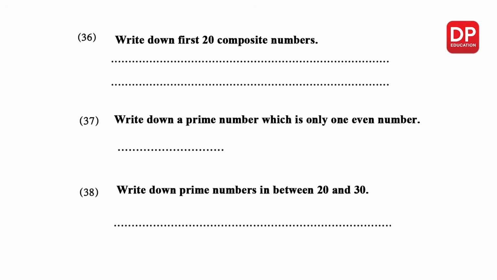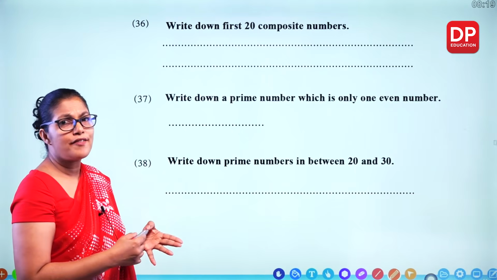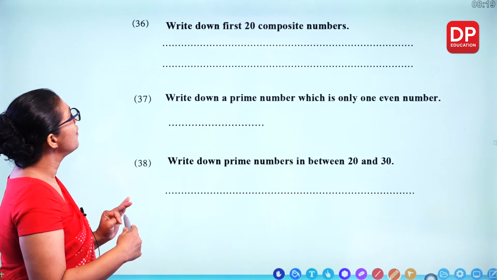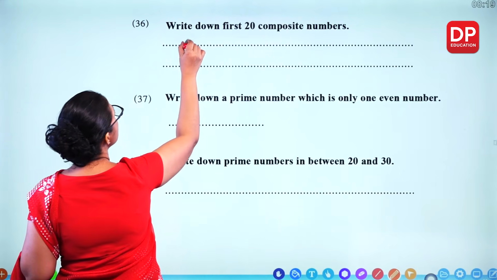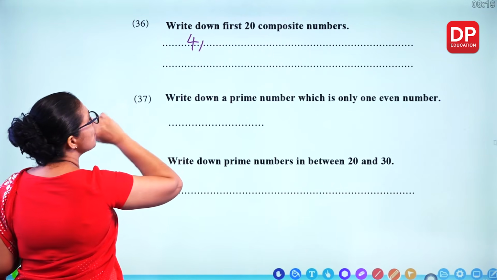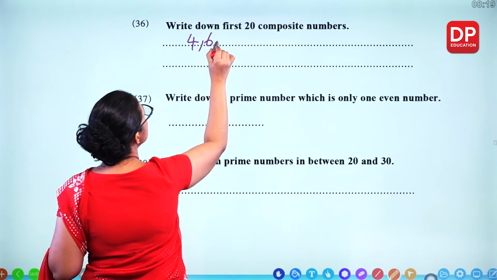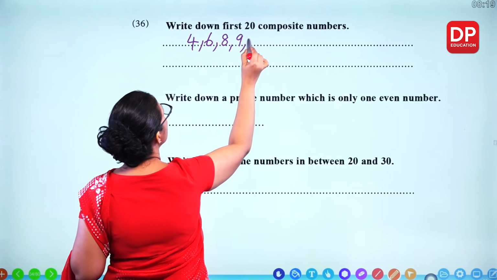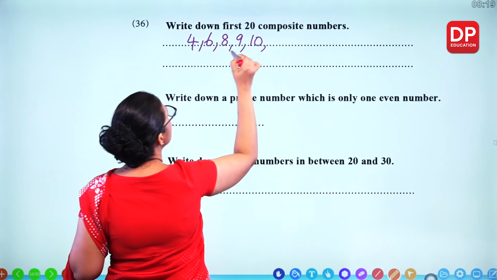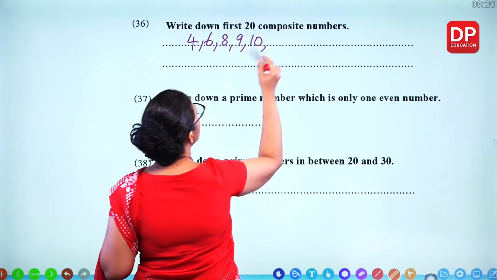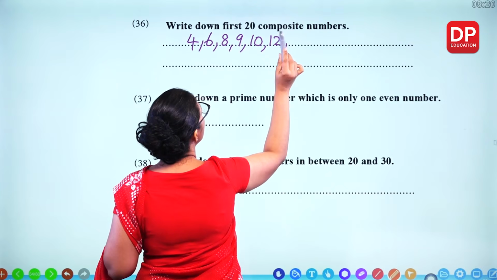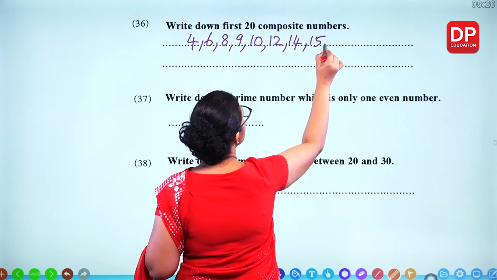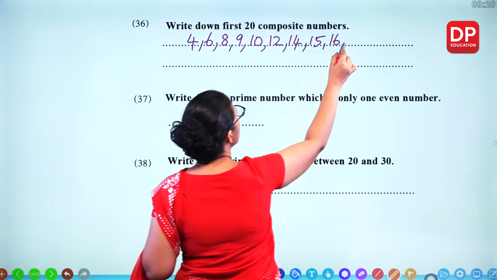Write down the first 20 composite numbers. You can't write 1 because 1 has only 1 factor. So 2, 3, 4. 4 is the first one. 5 you can't write. 6, 7 can't. 8, 9, 10, 11, 12, 13 can't. 14, 15, 16, 17 you can't. 18.